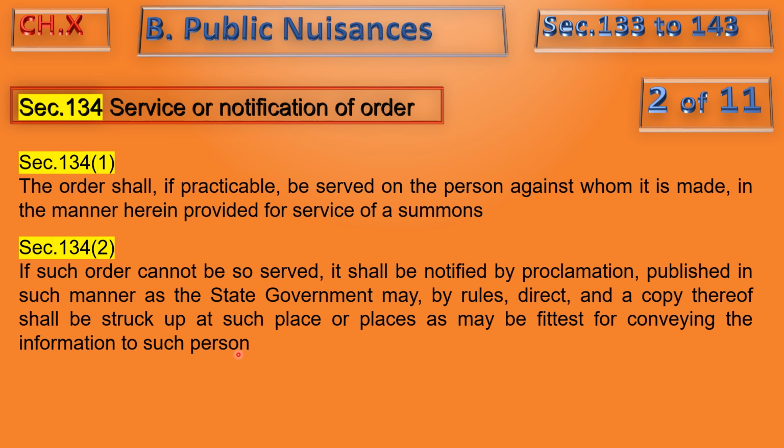Now, the nuisance has been caused, and it has been caused by various persons or one person. We have to summon such person, we have to serve the notice to such person. If it is not practicable, subsection 2 says you can paste it at a conspicuous place so that it can be informed to such person. The summons can be conveyed to such person.